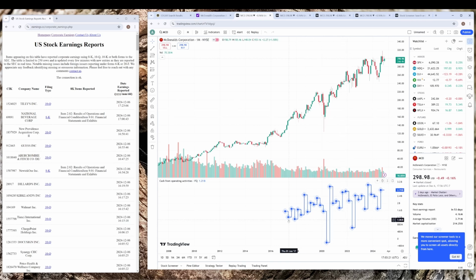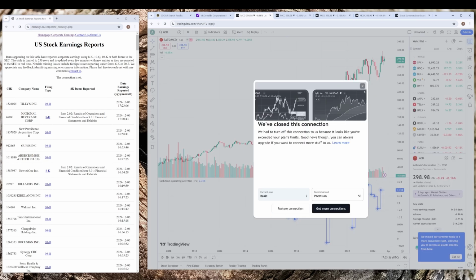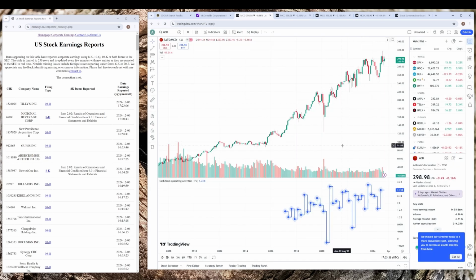Anyways, this McDonald's. So this is showing the cash from operations, folks. So this is the zero line right here, okay? So there's only one negative quarter, the first quarter of 2020. We all know what happened then.